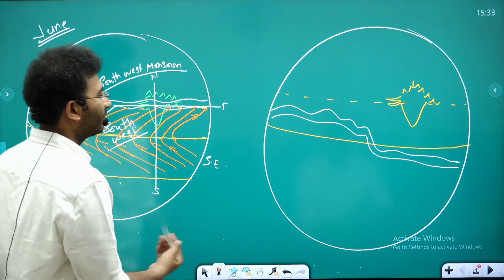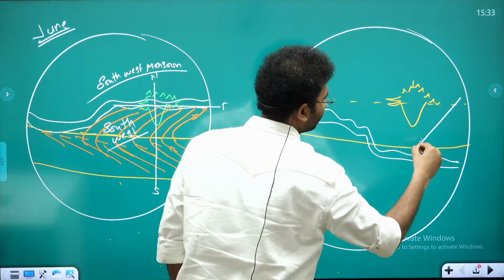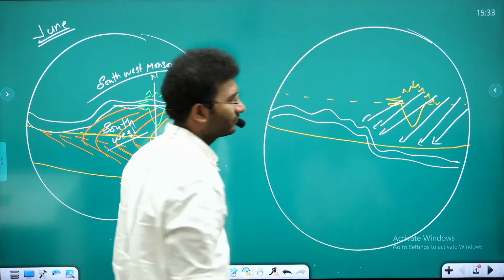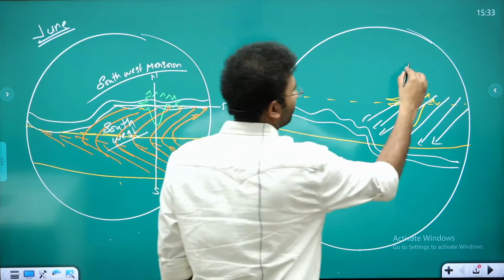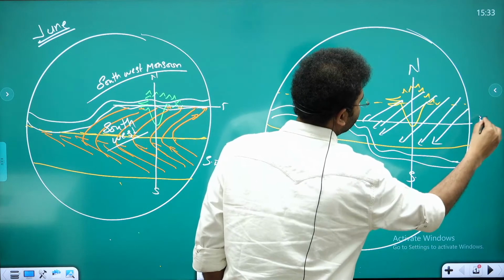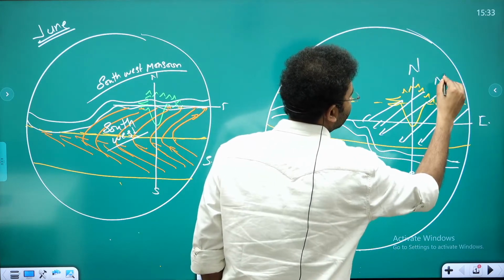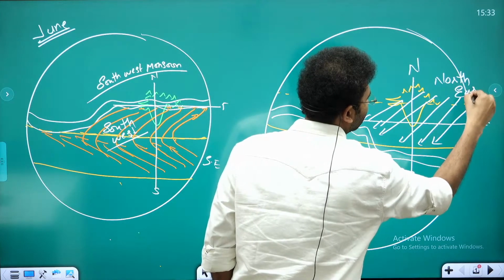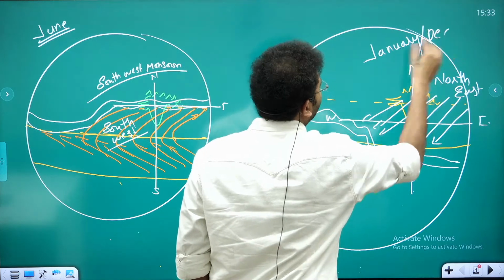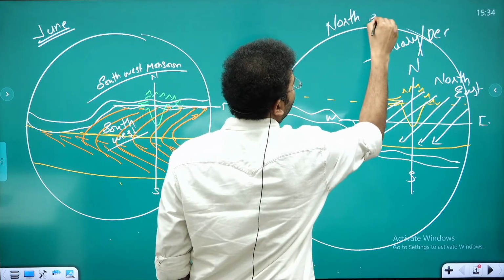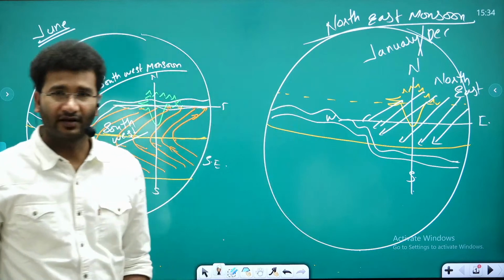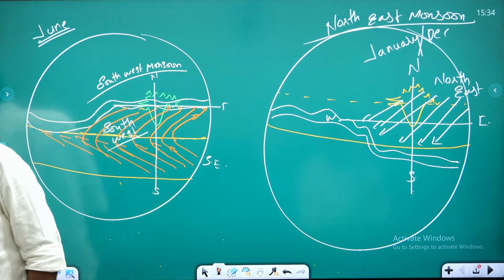So, what about the winds? Here the winds will be, what is the direction of the winds now? This is north, this is south, and then east, west, it is northeast. So in the month of January or December, we have northeast monsoons. Right? Clear? This is how the northeast monsoons are there.